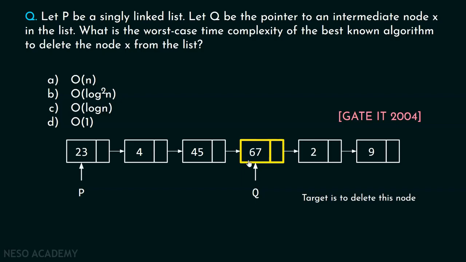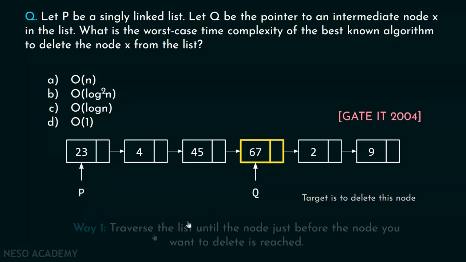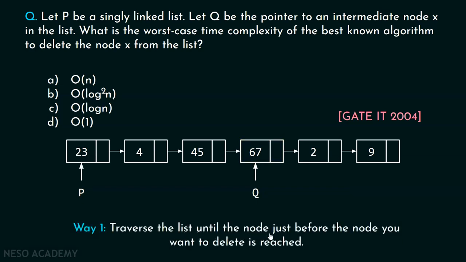There are multiple ways to delete this node X. The first way is to traverse the list until the node just before the node you want to delete is reached. That means this node is reached. After reaching this node, it is easy to delete this node. I'm assuming here that this is the data part of the node and this is the link part. Here we have to update the link parts so that this node will point to this node, and then after that we can simply delete this node using free function. That is a very simple procedure, right?